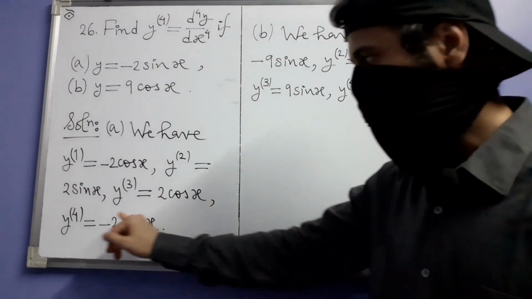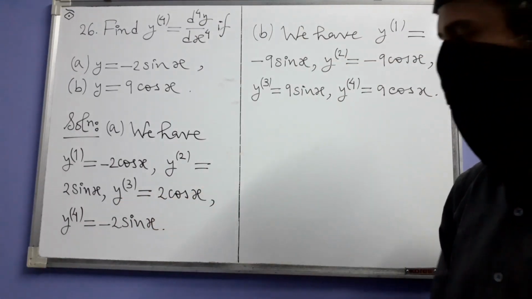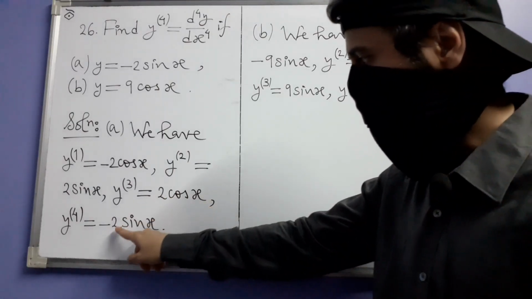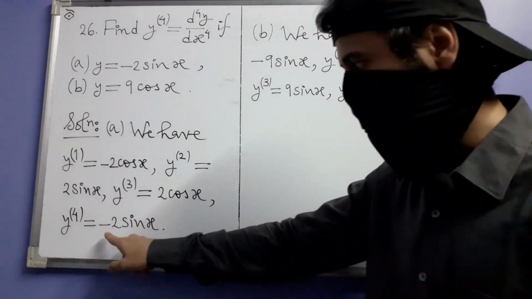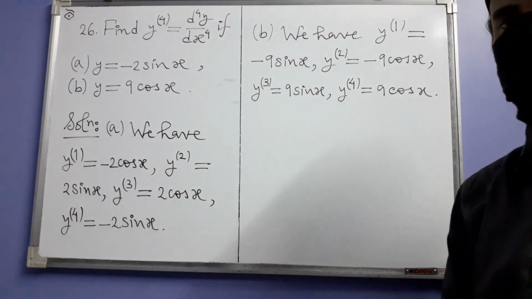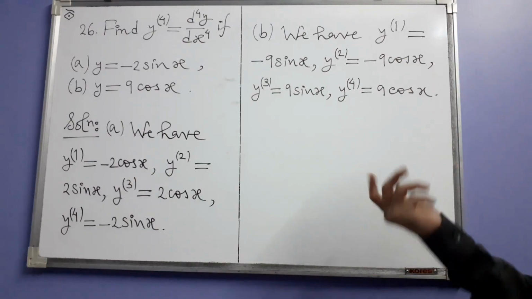And finally the fourth derivative is obtained by differentiating this once. So 2 is 2 and the derivative of cos x is minus sin x. So that's how we get minus 2 sin x. For part B, again same.